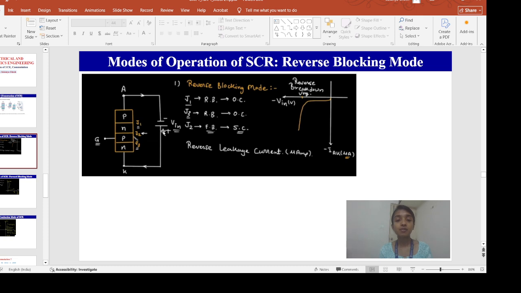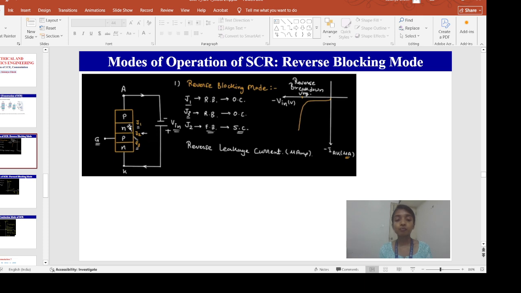This battery is connected as reverse bias, as you can see, and we are calling it V in. From this P layer the gate terminal is connected. Initially we are not giving any gate pulse, so a reverse bias voltage has been applied.